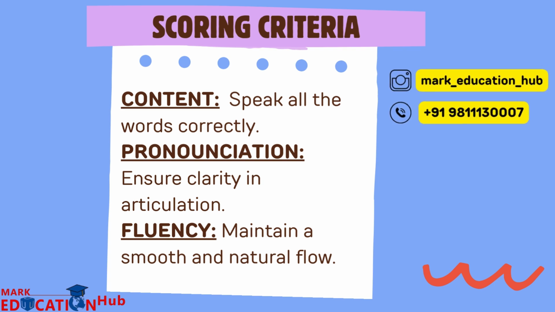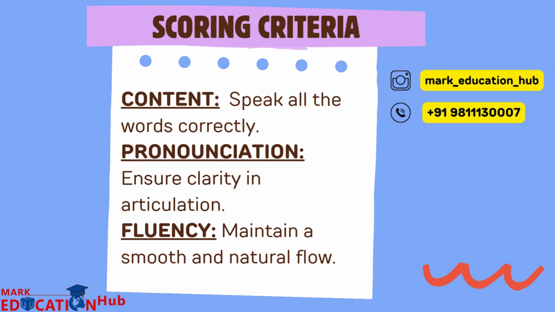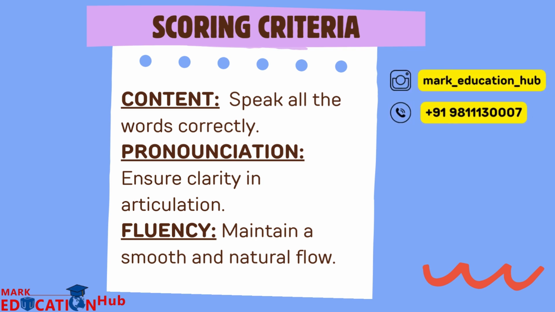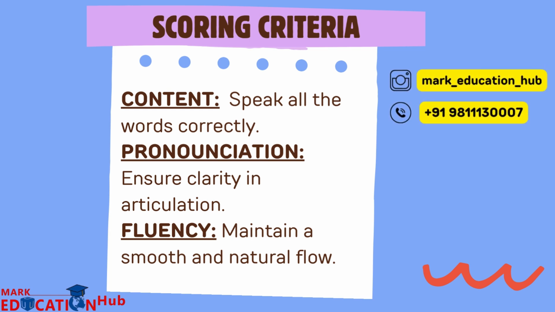Now, talking about the scoring criteria. The PTE Read Aloud section is scored on three different parameters, namely content, pronunciation, and fluency. Let's have a look at what these three mean. Content means speaking all the words correctly and clearly. Talking about pronunciation, this means that you have to ensure clarity in your articulation.